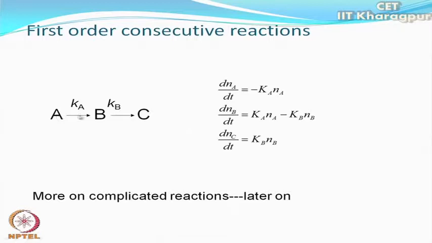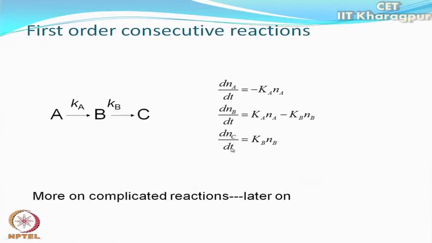You see that for the first step, dN_A/dt, that is the number of moles of A changing with time, is minus K_a N_A. dN_B/dt means B is produced and it is depleted, so there is a negative sign as well. And dN_C/dt, the rate of change of C with time, is K_b N_B, because this is the step which is responsible for the formation of C. This is basically formation of C, not depletion, it is the formation of C.